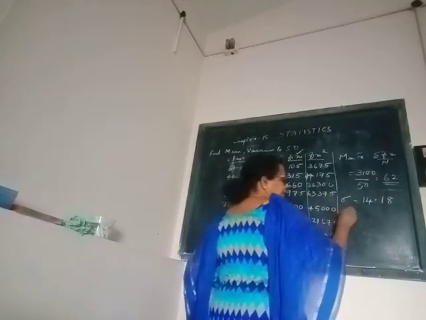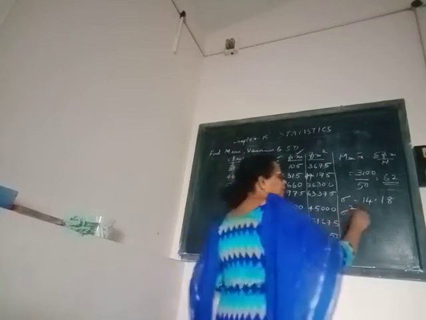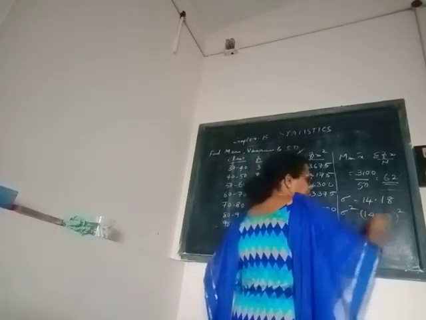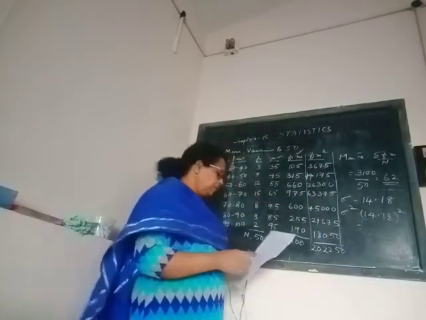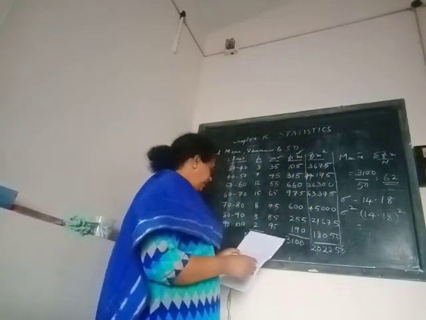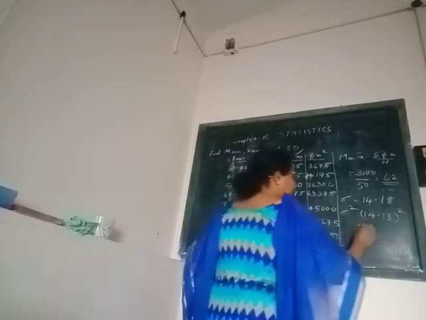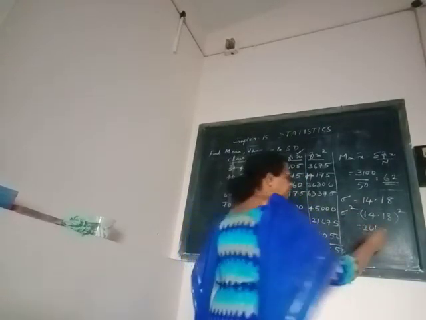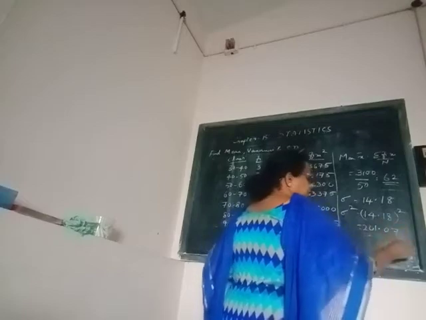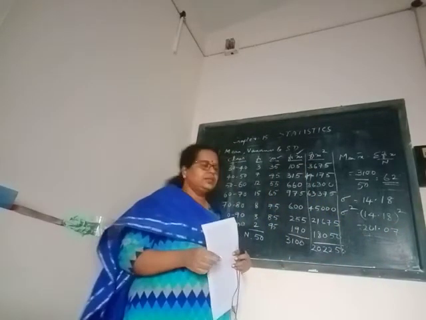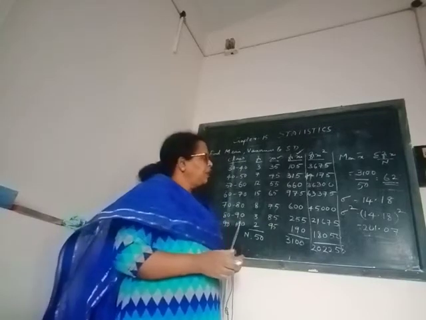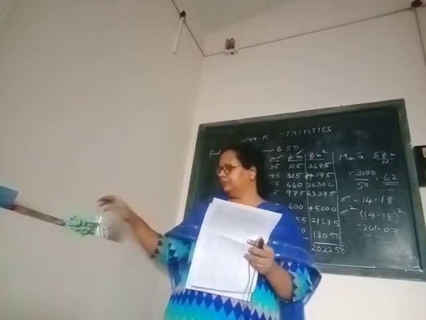Now variance. Variance is sigma squared, means 14.18 squared. What is 14.18 squared? You will get it as 201.07. So 201.07 is the variance. Let us practice one more problem.